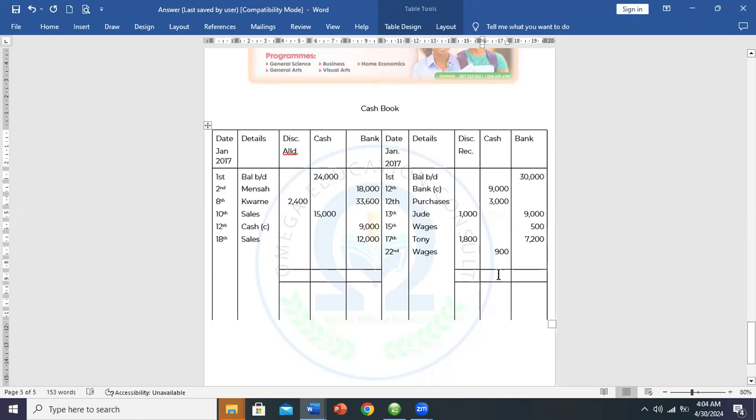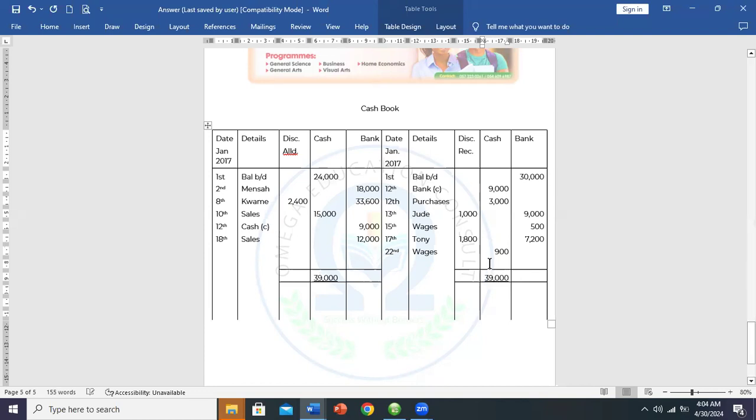So let's focus on the cash column first. This side, which is the debit side, when we add 24 and 15 is 39,000. When we compare with this side, that's 12,900. So this side is bigger. So that's 39,000. So that will be the total for the cash, 39,000.